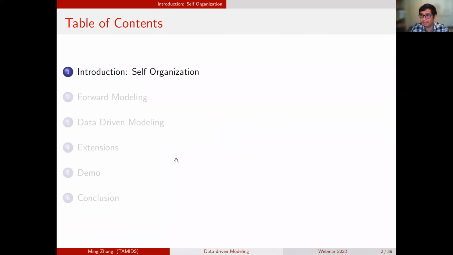So here's a brief outline of this webinar. We will briefly introduce what self-organization is and what it means, and how we can understand it from the dynamical system point of view. Then we will go through how to do forward modeling for self-organized dynamics. From that, we raise the question of whether we can actually learn the dynamical structure from observation data, so that we can do data-driven modeling of self-organization.